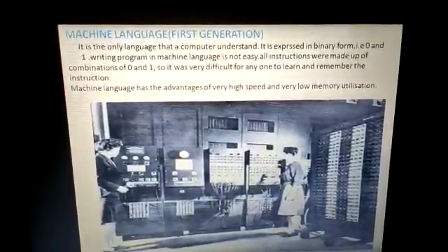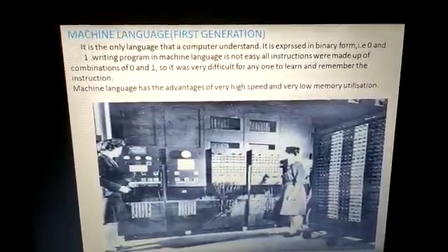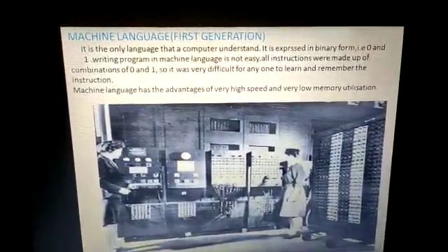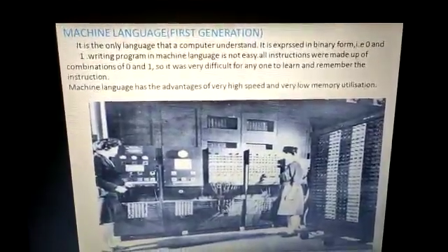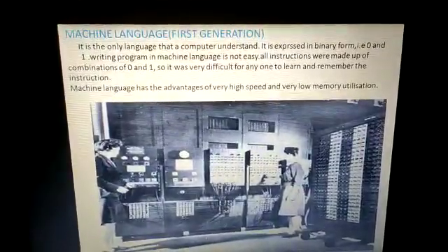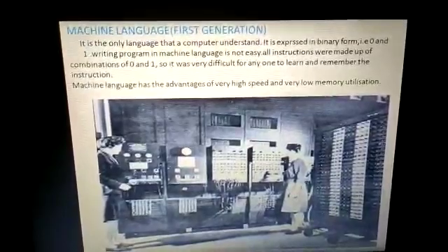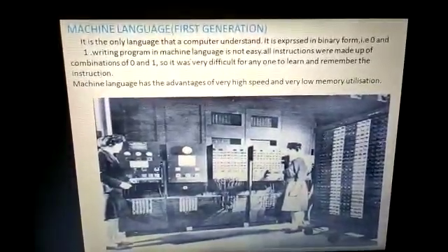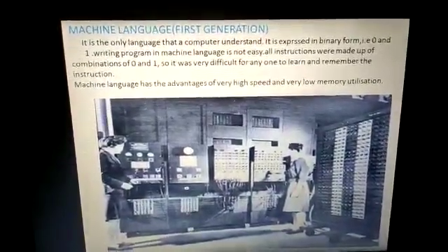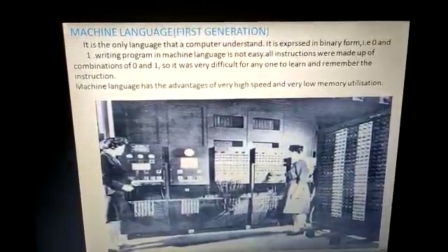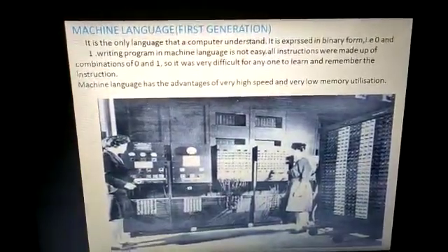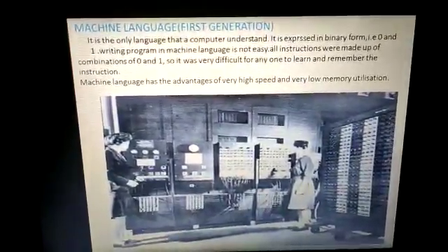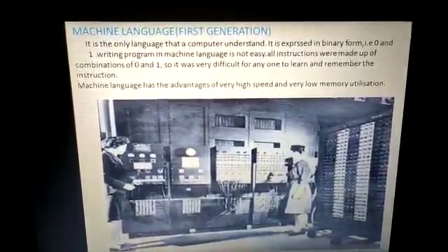The first generation computer used vacuum tubes. Now we will discuss what a vacuum tube is. A vacuum tube consists of a glass bulb and wire. The wire is used to carry data in the form of electronic signals. So the vacuum tube is based on a glass bulb, and the wires carry the data in the form of electronic signals.